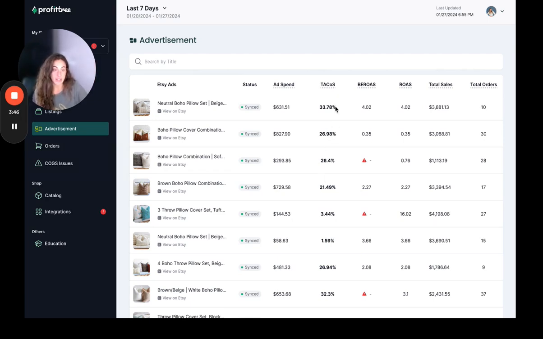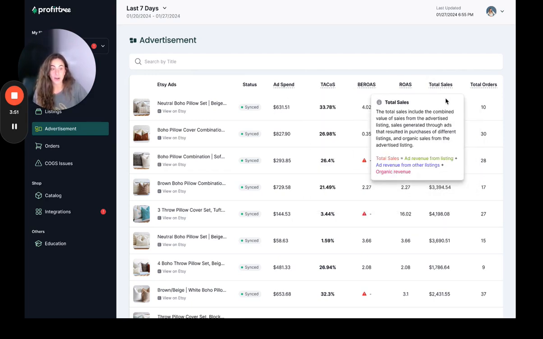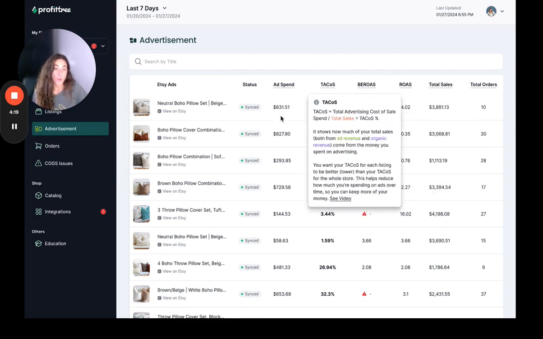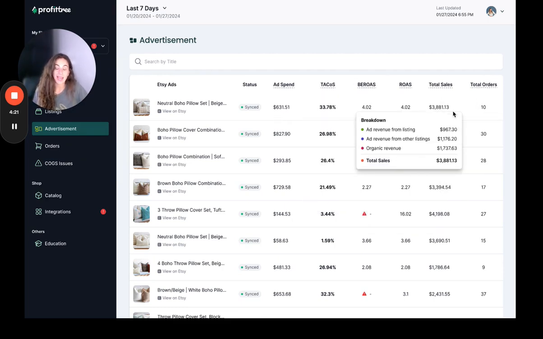So the kicker is our TACoS is our spend against our total sales, but our total sales amount is inclusive of revenue from organic traffic, so the sales the listing made organically. It's also inclusive of people that clicked on the ad and purchased directly on the listing, but it's also inclusive of people that clicked on the ad and purchased on a different listing, right? All three of those revenues are included in total sales. And now this gives you the holistic picture of what dollar went in and what came out.